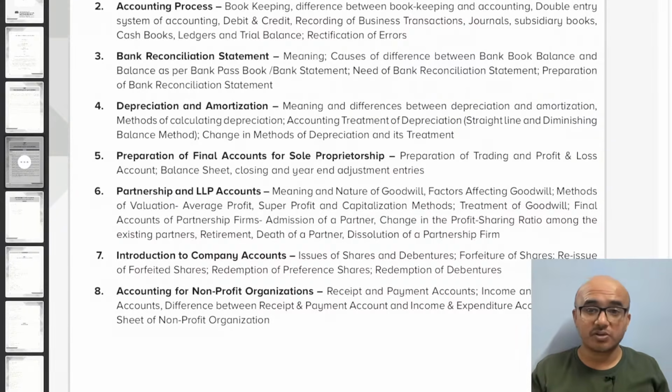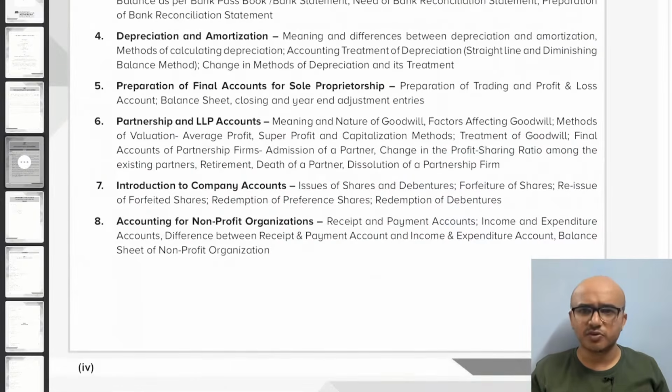Introduction to company accounts is also there. This is something which was there earlier too. In fact, this too was part of CS Executive. For example, issue of shares, debentures, forfeiture of shares, reissue of forfeited shares, redemption of preference shares, redemption of debentures. All of these topics were part of CS Executive at one point of time. Now this is there as part of CSEET. Interesting. I don't know to what extent the institute will be asking questions. We'll get to know only in June 2026.